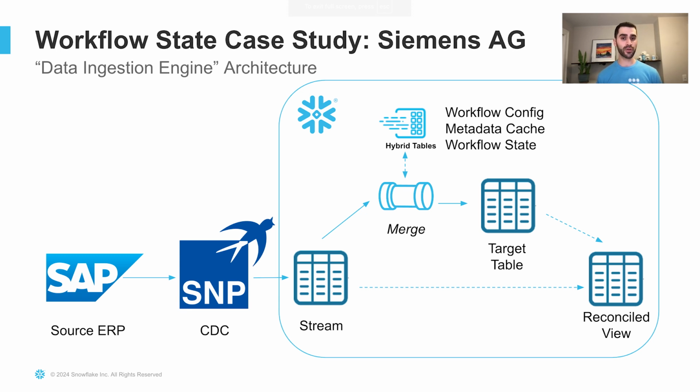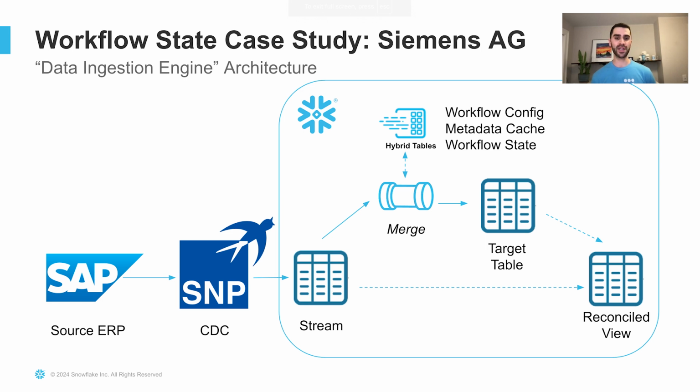They're a large multinational manufacturing company, and they have lots of different source ERP systems where they have to ingest billions of change records every day and process those into a single reconciled view of their business inside Snowflake. They have a custom orchestration engine that they built that uses hybrid tables to store workflow configuration, so sources and targets. They use it as a metadata cache, and they also use it for the thousands of parallel workers to concurrently write and keep track of the state of their various jobs all in one place.